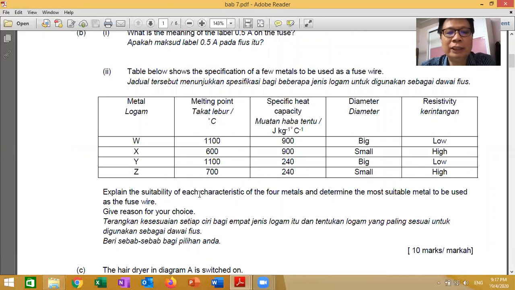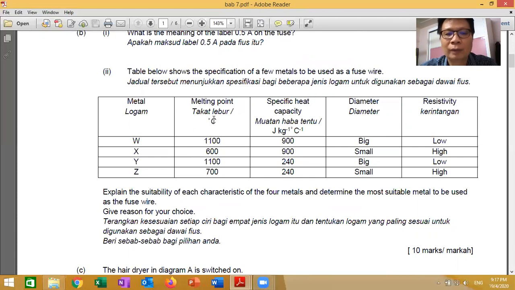Explain the suitability of its characteristics of the four, and determine the most suitable one to be used as a fuse wire. Give the reason. How to answer this kind of question? To get the 10 marks, you must have 5 suggestions. Suggestion referring to the melting point: what is your suggestion? Regarding specific heat capacity, what is your suggestion? And so on. Besides giving a suggestion, you also must give the reason.